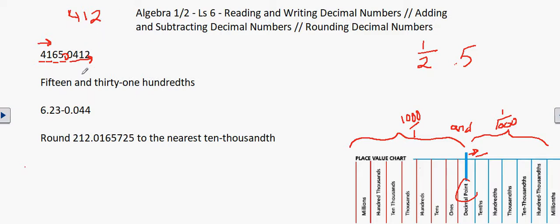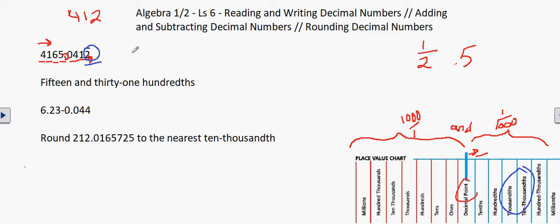But then it's how you finish it off. 412 what? Don't just say 4,165 and 412. Instead, it's 412 what? How do we find that out? We look at the place value. This is 4 to the right of the decimal point. 1, 2, 3, 4. 412 ten-thousandths. So our final answer is 4,165 and 412 ten-thousandths. Okay, I'm not going to write that out here. It's a lot of writing, but that concept is gone over with a different number.